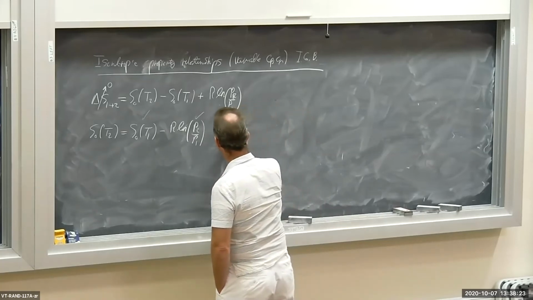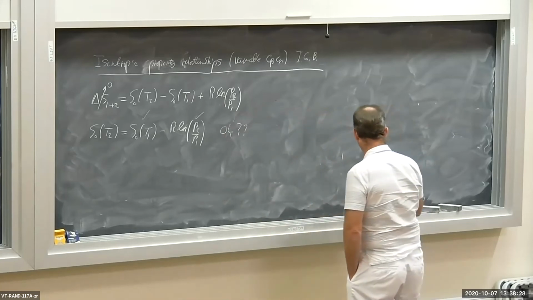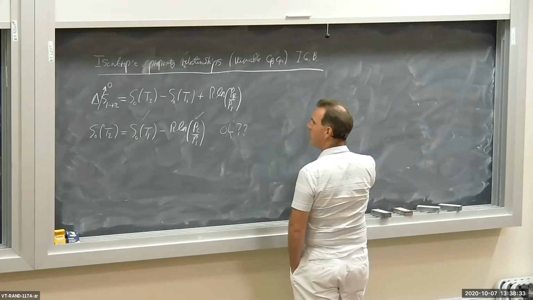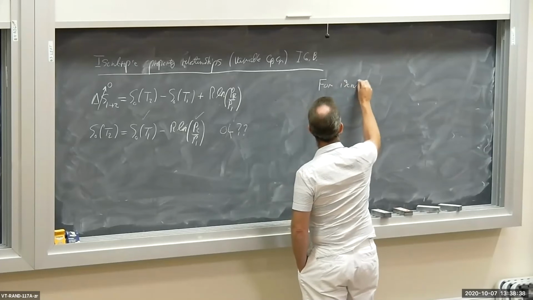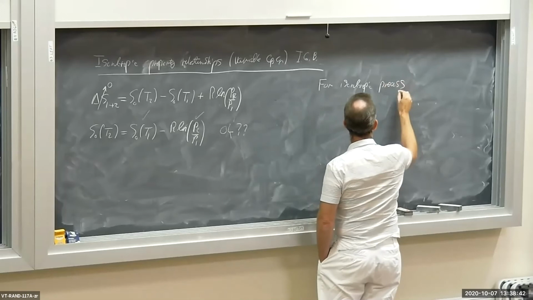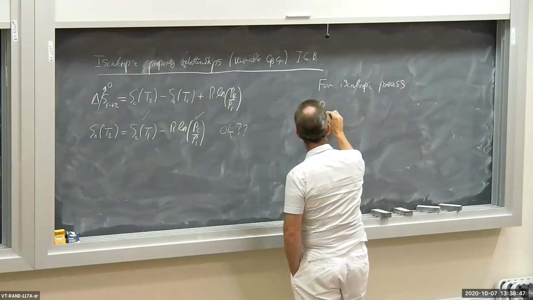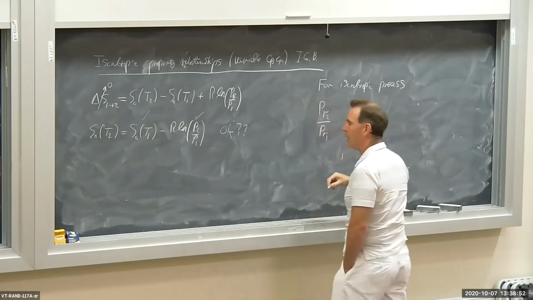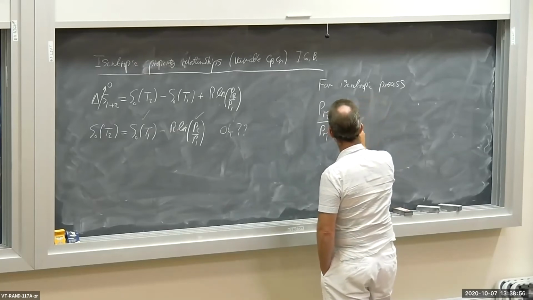So you could do this. This is okay. I'll put a question mark here. Not very easy to do. It's laborious. We're going to do something else instead. We're going to say, for an isentropic process, the reduced pressure PR2 over PR1 is equal to P2 over P1.